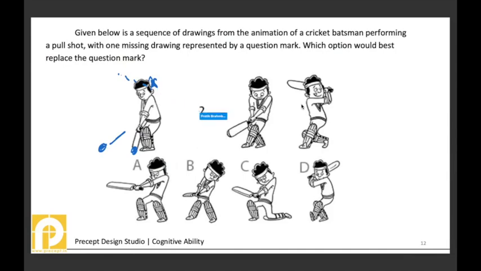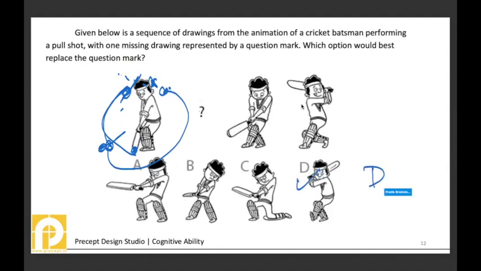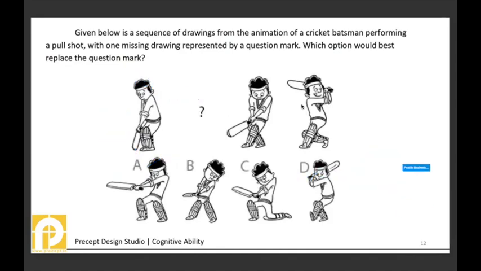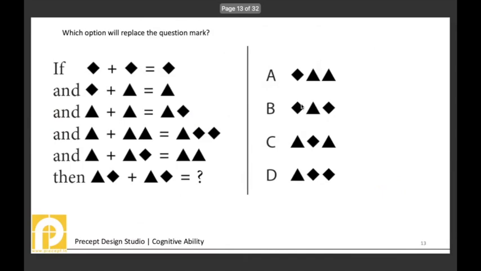So the middle position will have to have the bat position somewhere at the back on this side where it goes up here. While coming down, it comes here and then finally it goes here. So the correct answer is option D. We'll move to the next one. Which option will replace the question mark?